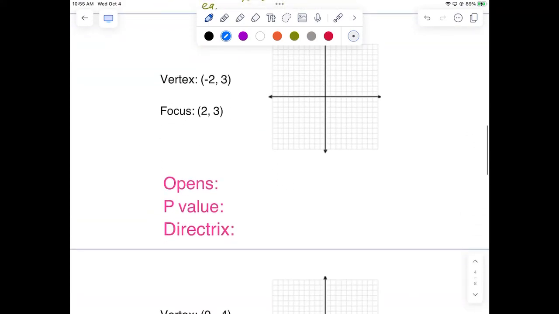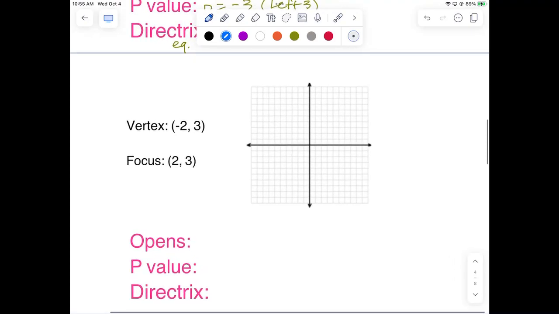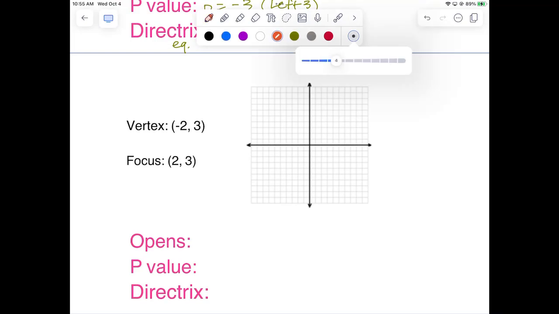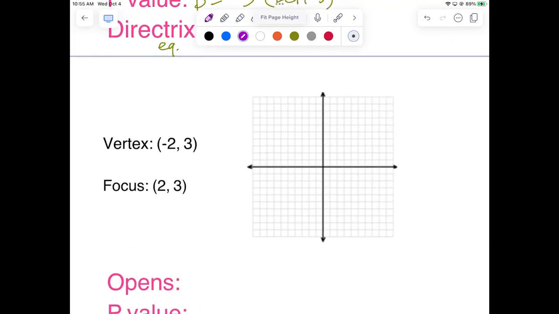All right, the second one. Let's use the second graph here. Write this down. Let's do the vertex at -2, 3, and the focus at 2, 3. All right, so let's plot this. The vertex is at -2, 3, -2, up 3. There's the vertex right there. I'll put a little V by it so I know which point is which. And the focus is at 2, +3. 1, 2, +3. There's the focus.